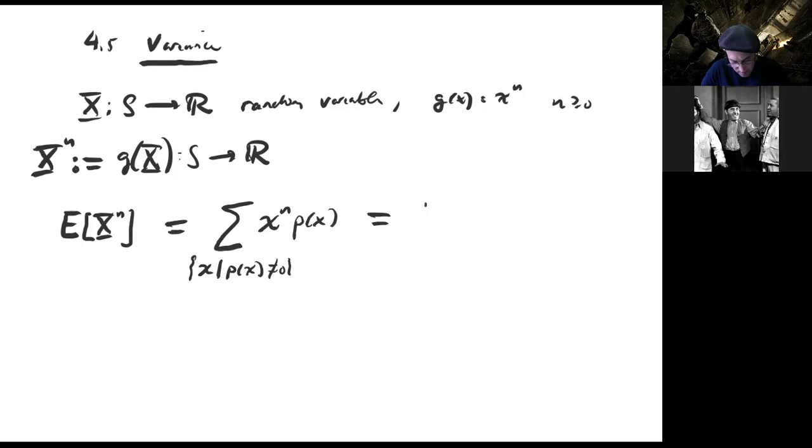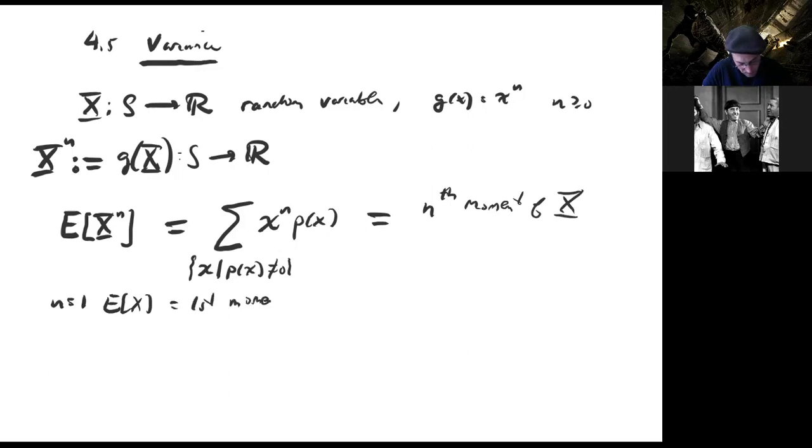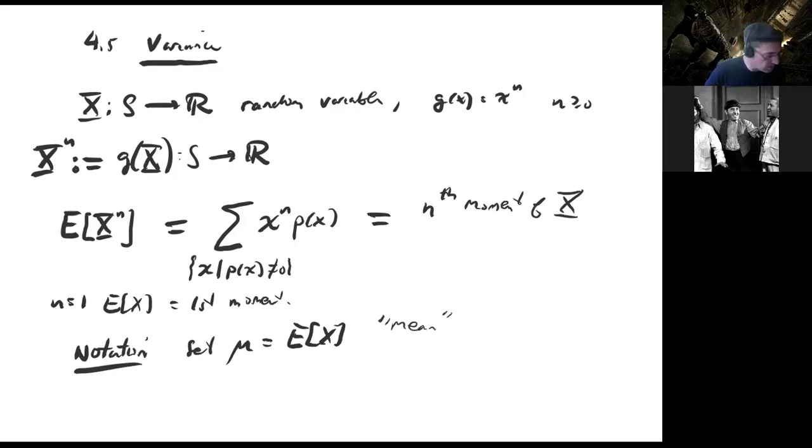This expectation of X to the nth is called the nth moment of X. Okay, so for example, if n equals 1, we get the expected value. That's the first moment of X. Okay, so now let's introduce some notation that's used throughout the book. Let's set for today and for every other day now, mu equal to the expected value. Mu is called the mean of the random variable, or the first moment, of course.